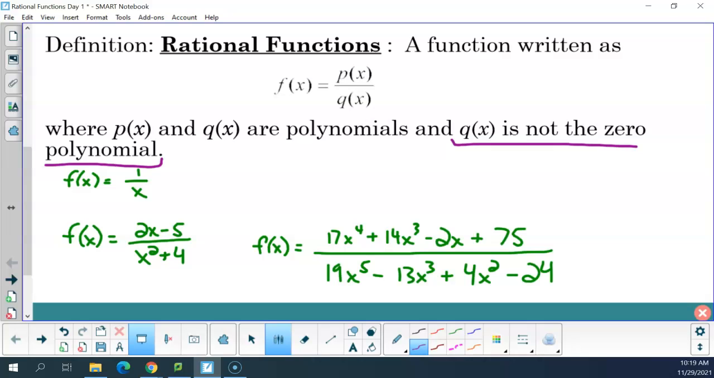So the zero polynomial means that Q of x cannot be 0. Why can't Q of x be 0? Because you can't divide by 0. Because Q of x is downstairs in the bottom of our fraction, the denominator. So Q of x can't be 0. That's the only restriction that we have in rational functions, is that the denominator has to be something other than 0. That's our only restriction.